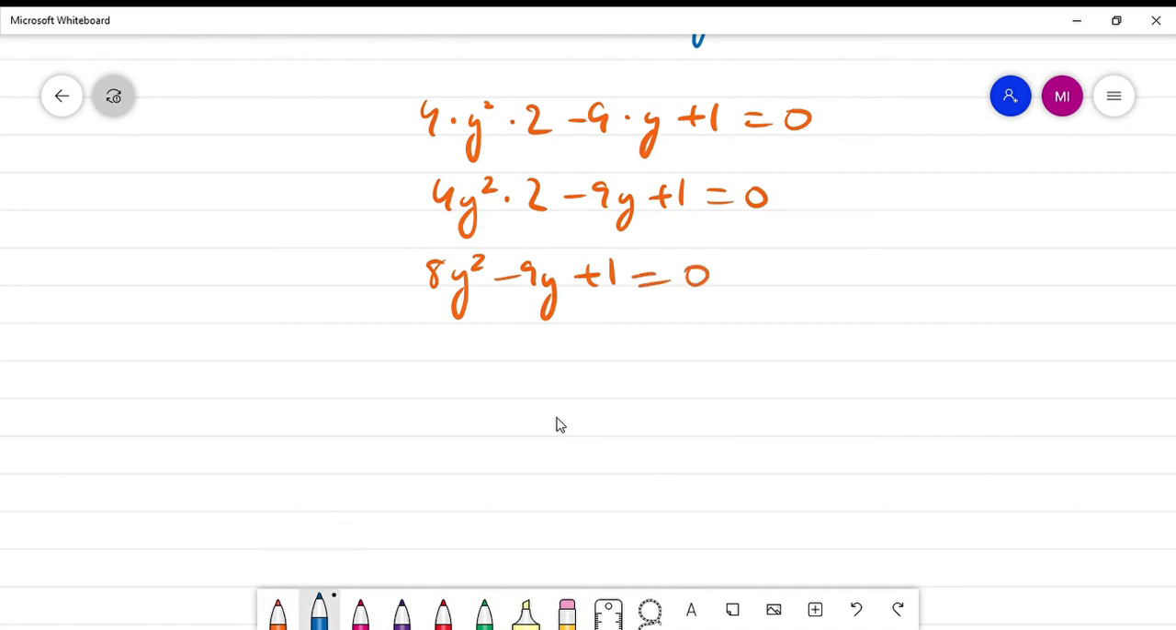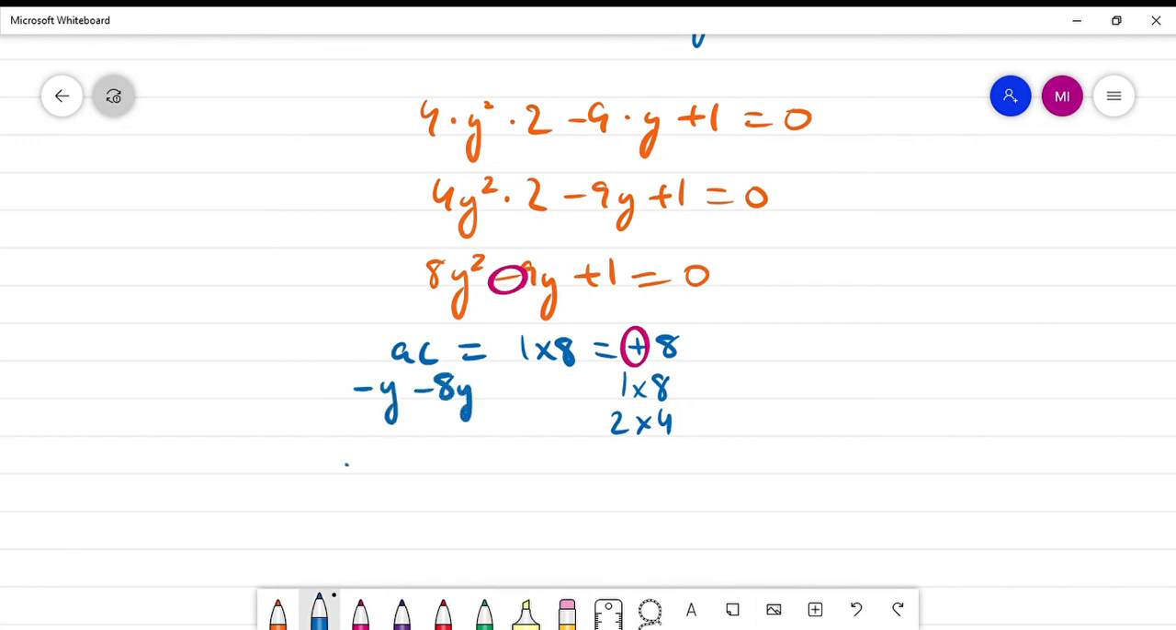Now checking if this is factorizable, AC is equal to 1 into 8, which is equal to positive 8. The factors are 1 into 8 and 2 into 4. And looking at the signs, AC is positive and B is negative, which indicates that both of the factors in the pair must be negative so that their product is positive and their sum is negative. So negative y minus 8y or negative 2y minus 4y. So negative 9y or negative 6y. We need negative 9y, so we're using the first one.